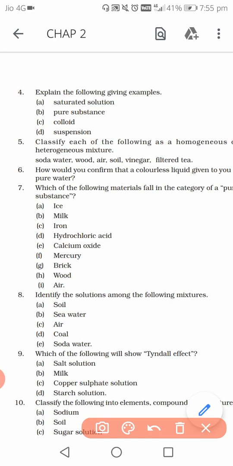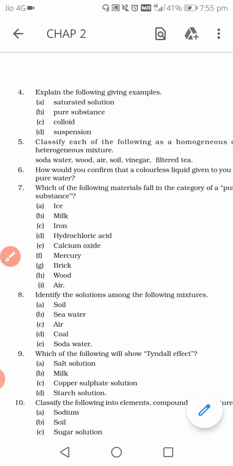Which of the following will show the Tyndall effect? Salt solution, no, because it is a true solution. True solution does not show the Tyndall effect. Copper sulfate is a true solution, it will not show. Milk is a colloidal solution, so it will show the Tyndall effect. Starch solution is also a colloidal solution, so it will show the Tyndall effect. Okay.